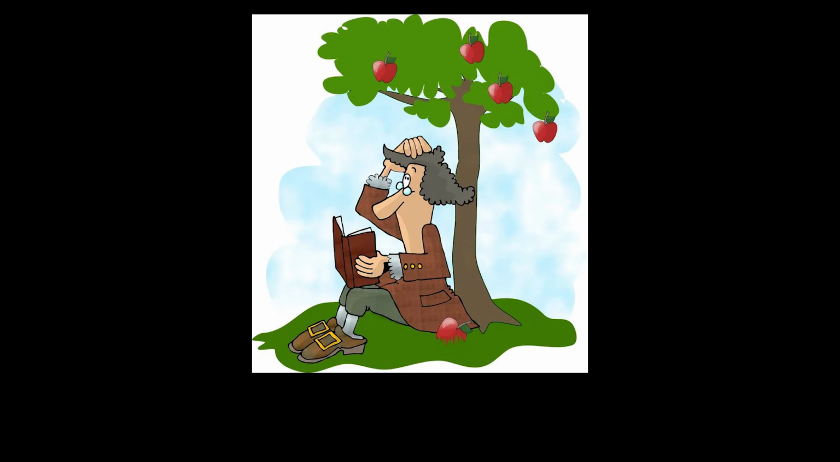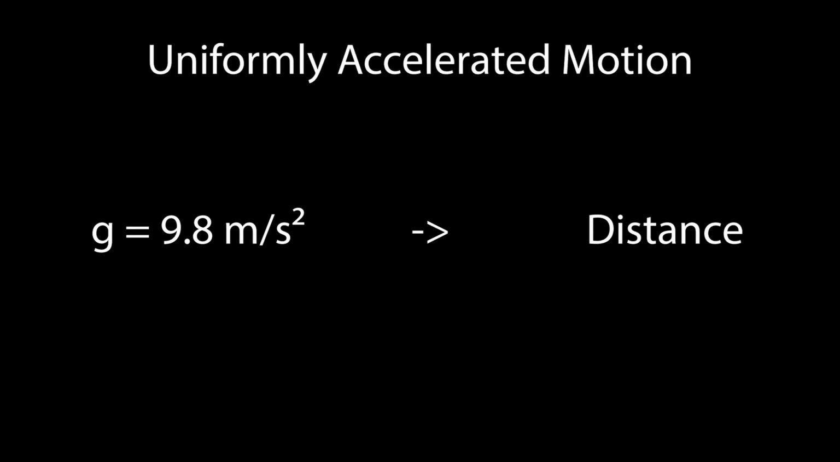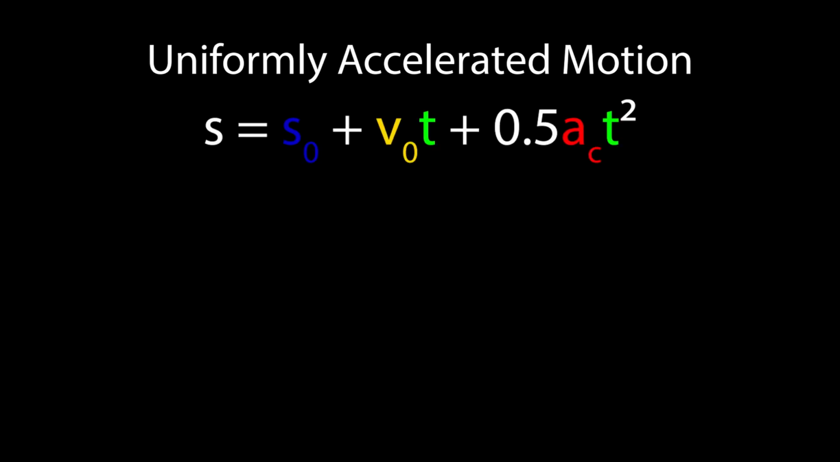As the only force working on the boulder is gravity, we know that the acceleration is a constant 9.8 meters per second squared. To get from this to the distance traveled, we use a formula of what's called uniformly accelerated motion, which gives us this.